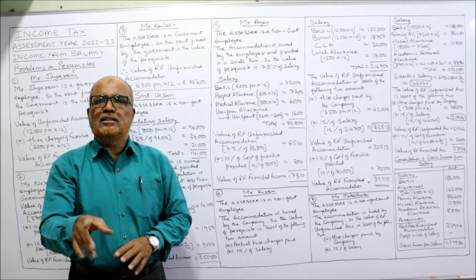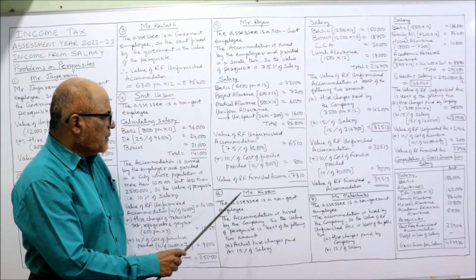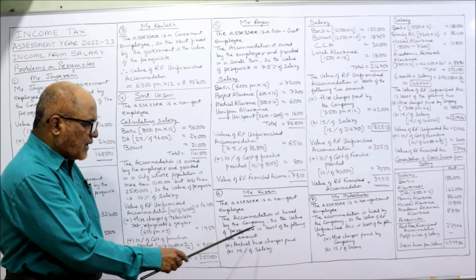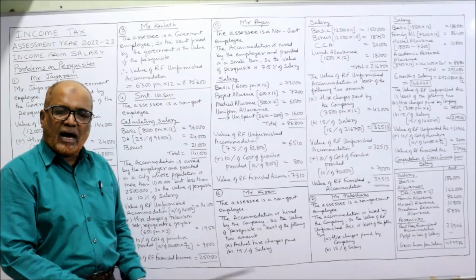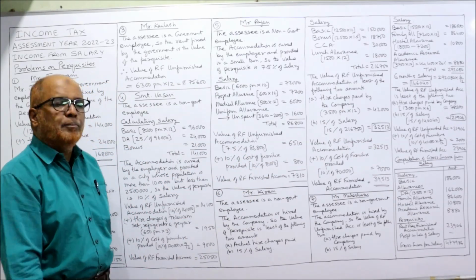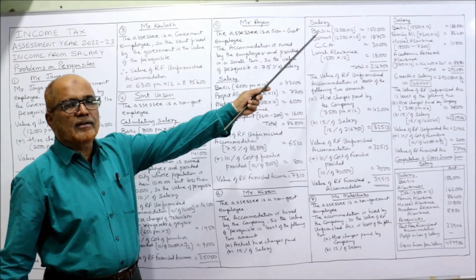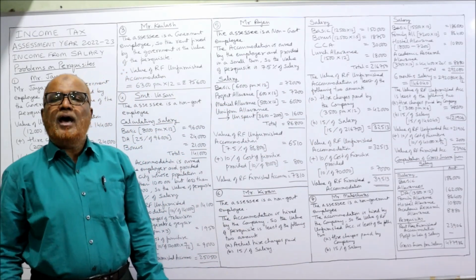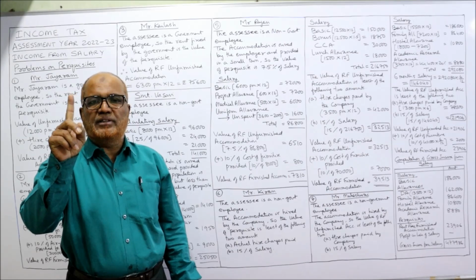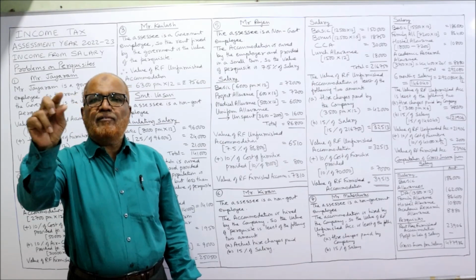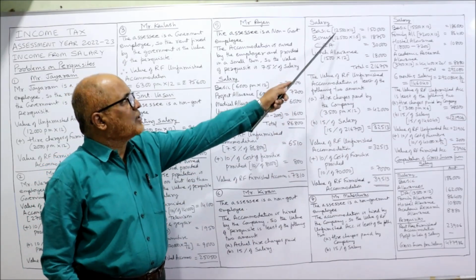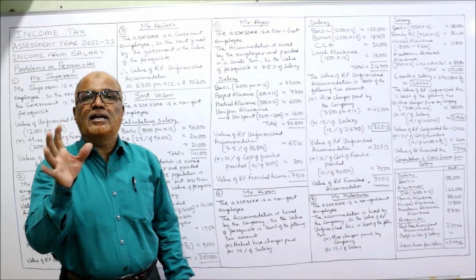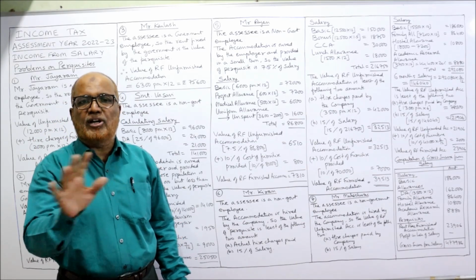So we need salary in this problem. Mr. Kiran, the assessee, is a non-government employee. The accommodation is hired by the company, so the value of the perquisite is the least of the following two amounts: actual hire charges paid by the company or 15% of salary. First we calculate the salary. Basic pay is given as 1,50,000 per annum. Per month, 1,50,000 divided by 12 gives 12,500, into 12. We are not taking DA because DA is not entering for retirement benefit.